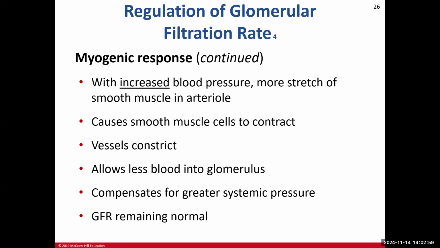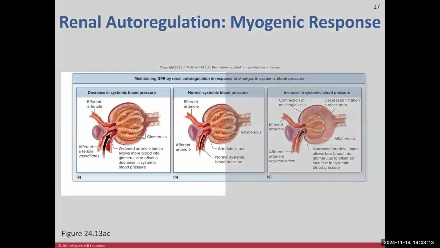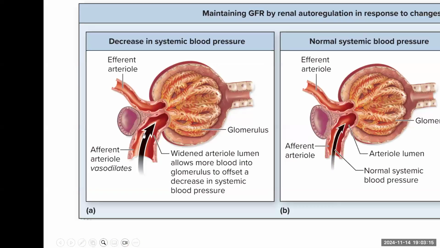So we can always keep this constant. So it's a compensatory mechanism is what we're really seeing. We're trying to compensate. So this picture here, figure 24.13, this is what we're seeing here. Decrease in systemic blood pressure. So initially, blood flow decreases for a little bit.